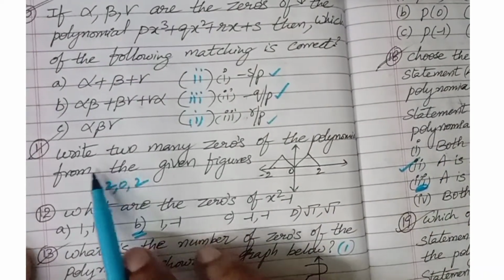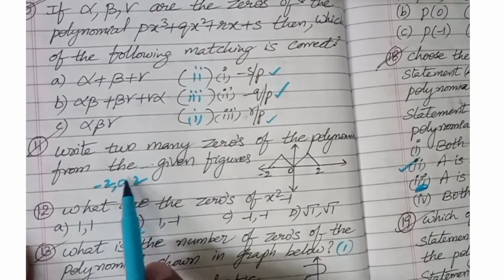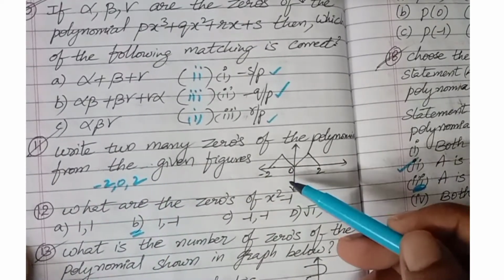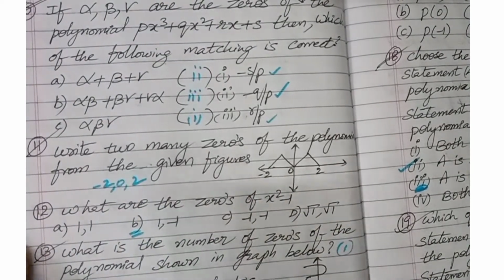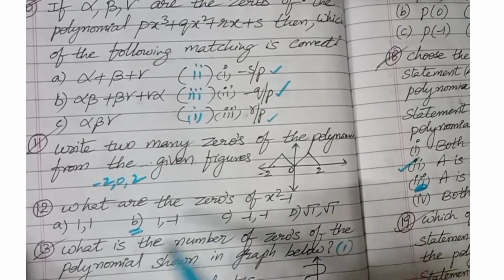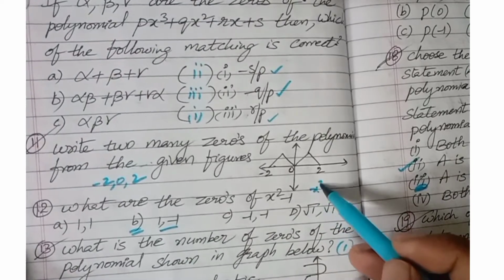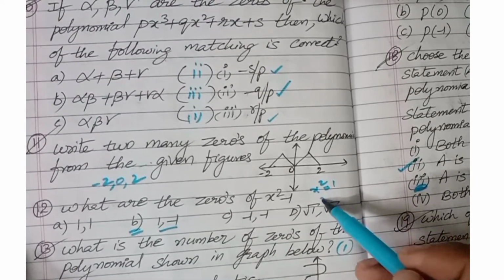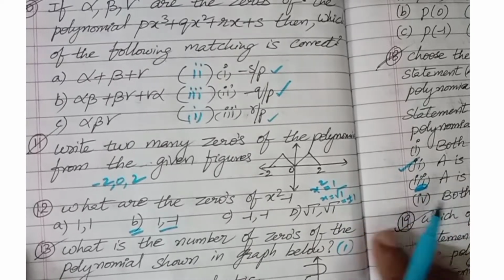Here write the zeros of the polynomial in the given figure. What are the zeros of the polynomial? Minus 2, 0, 2. What are the zeros of x square minus 1? Plus 1, minus 1. So x square minus 1 equal to 0, x equal to square root of 1, so we get plus or minus 1.